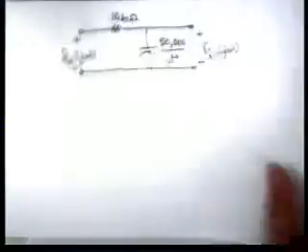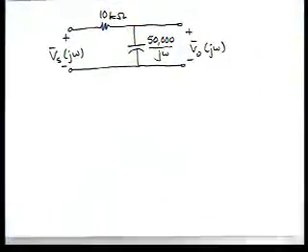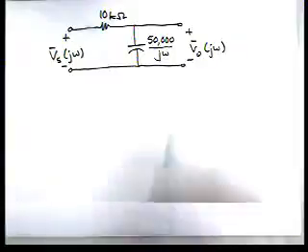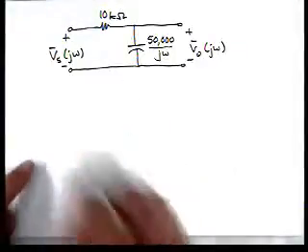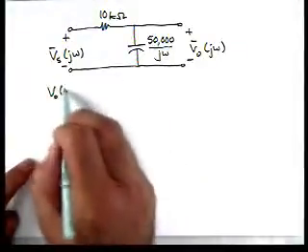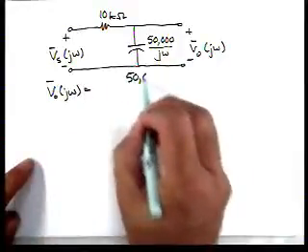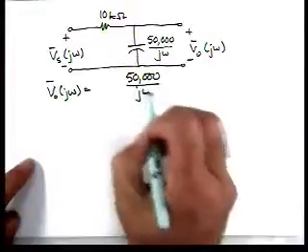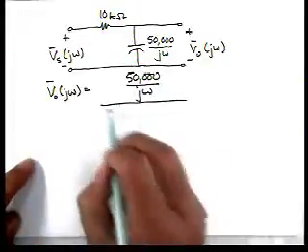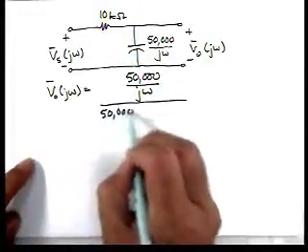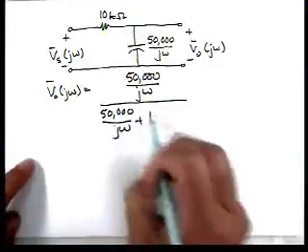So here's our circuit in the frequency domain. And we can do this by voltage division. So V0 of j omega is 50,000 over j omega divided by 50,000 over j omega plus 10,000.